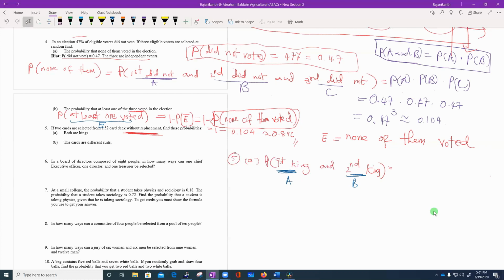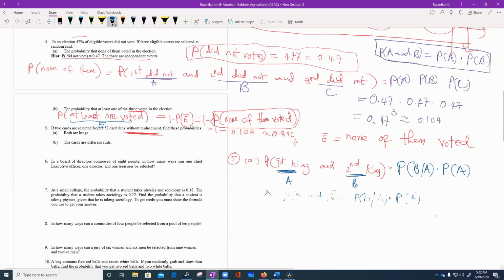Therefore, these two are now dependent events. If it is dependent events, P of A and B is simply what? The probability of B given A times P of A. Please check your notes. This should be there in your conditional probability lecture notes. Which formula am I using? I am using P of A and B equals the probability of the second event given the first event already happened, times the probability of the first event.